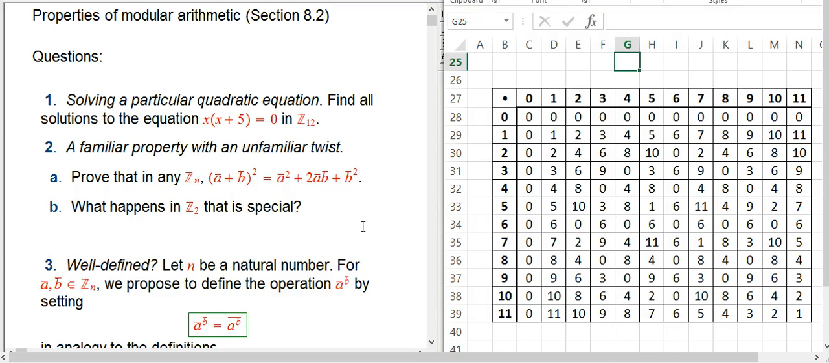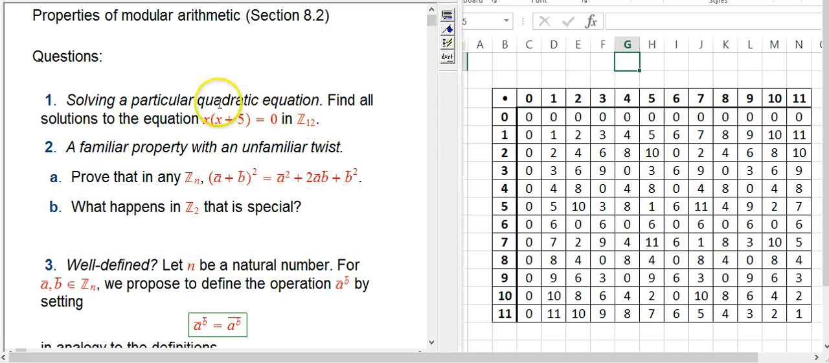3 short videos about properties of modular arithmetic based on section 8.2. So the first one is similar to what we were doing in the previous video, solving equations in Z mod 12. Here it's a quadratic equation. I want to know if I can solve x times the quantity x plus 5 equals 0. We're not going to try and do this algebraically.